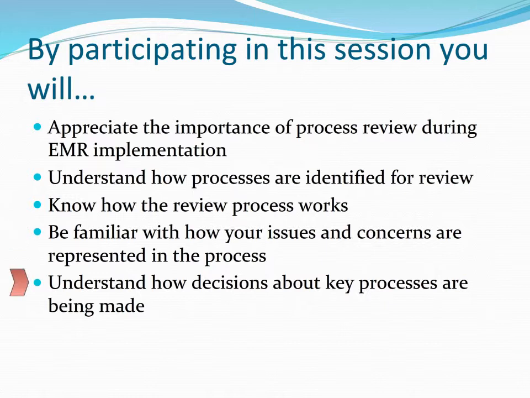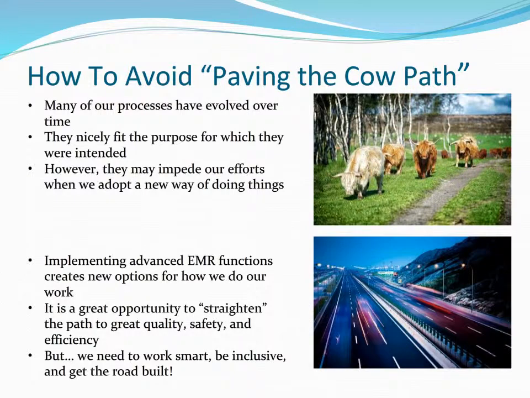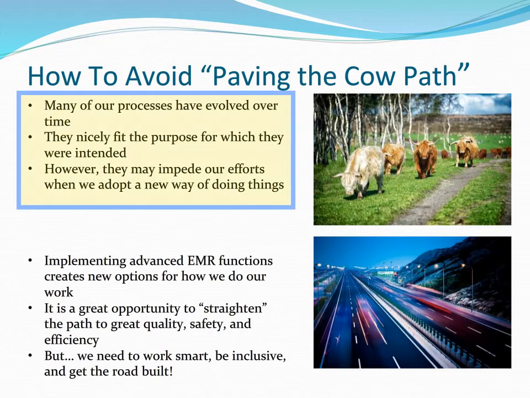And finally, make sure that it's clear how and by whom decisions are being made about key processes that affect you. Putting important electronic medical record functionality in place without looking at processes has been called paving the cow path. The way we do our work before using an electronic record developed and evolved to match the needs of the paper world. When we put an electronic record in without attention to reviewing how our processes will work with this important new tool, we can accidentally reduce the quality, safety, and efficiency of the care we provide.